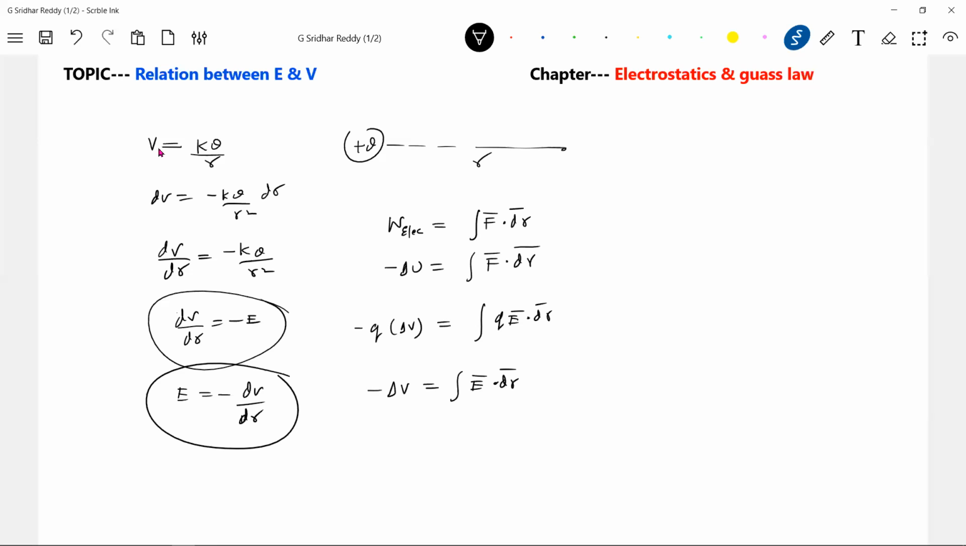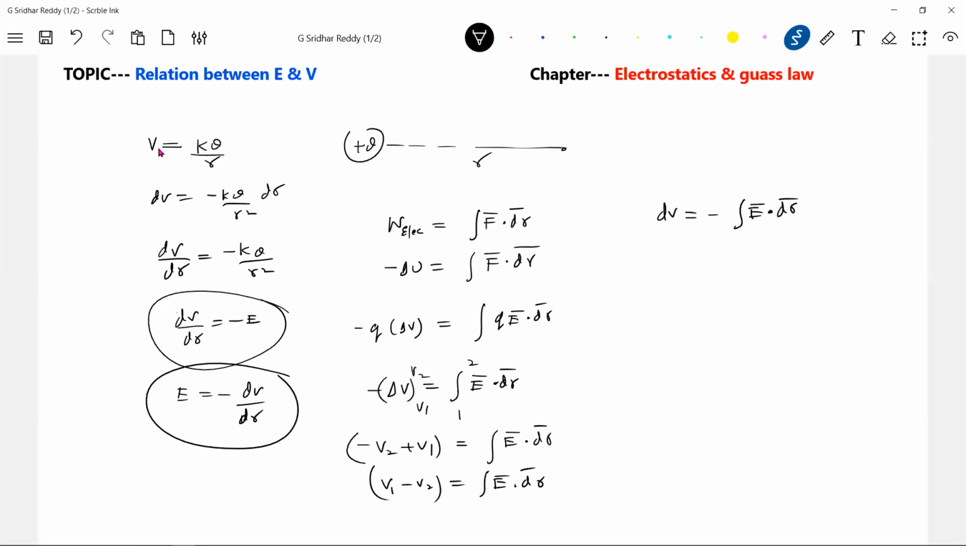So this will be nothing but the potential difference. Now let me do one thing, limits 1 to 2, V1 to V2. So this will become minus of V2 plus V1 is equal to integral of E bar dot dr bar, or V1 minus V2. Instead, a generalized formula, what we can put is dV is equal to minus of E bar dot dr bar. Okay, this will be our generalized formula.